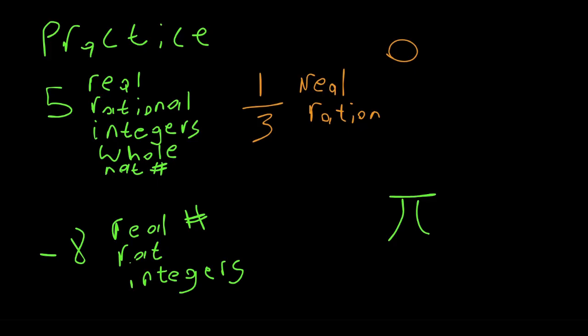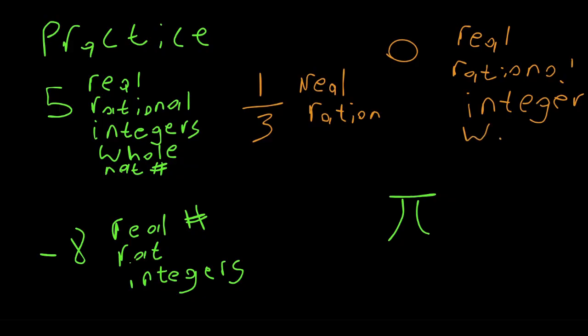Now let's move on to 0, part of the real. And it is indeed part of the whole numbers, but it's not part of the natural numbers. Let me back up. It is real. It is rational. It is an integer. And it is whole. Yet it is not a natural number.